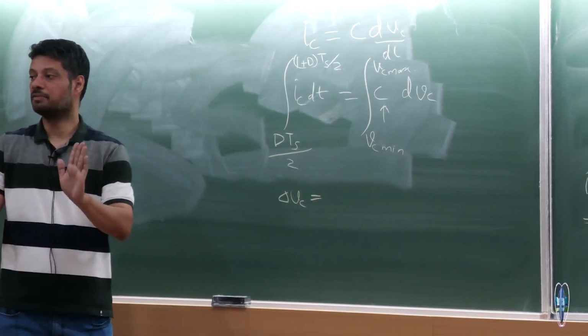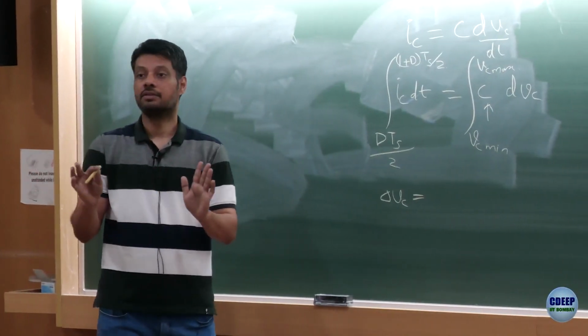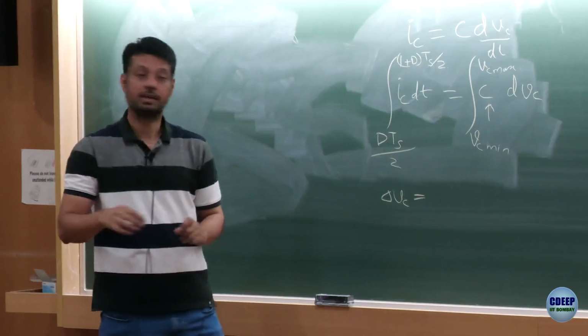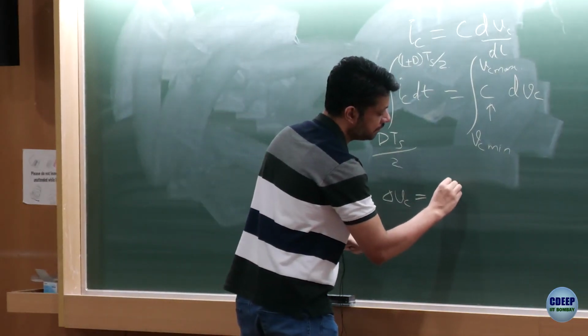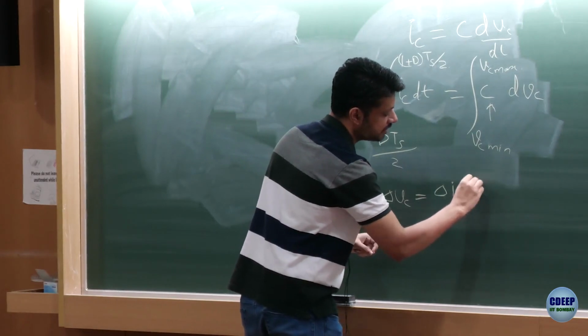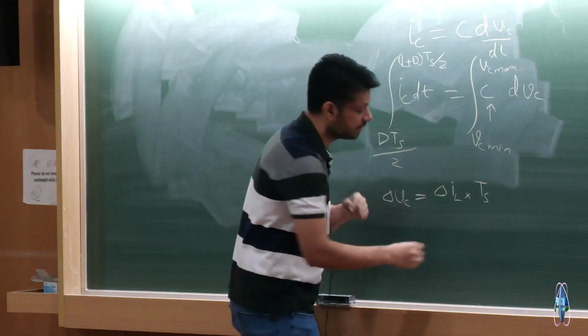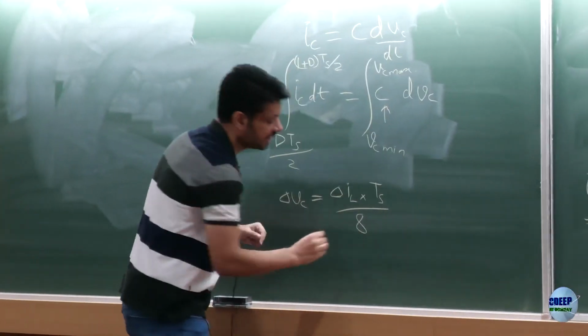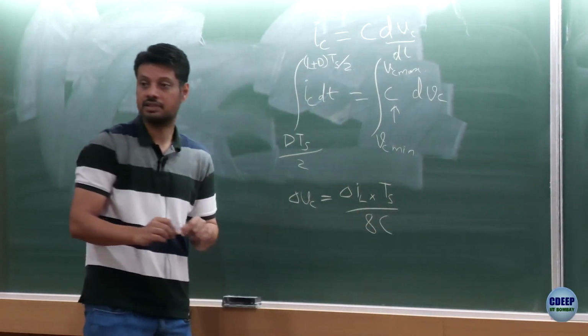Okay, how many of you have found what is delta Vc? Oh, a lot of you. Okay, great. So, tell me. Delta IL times Ts by 8. Is that correct? Is that correct?